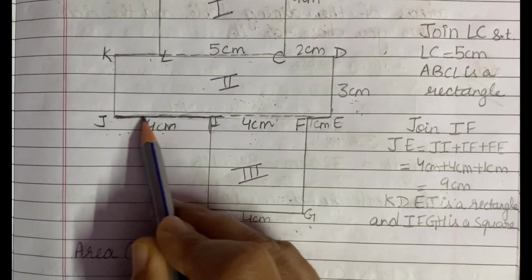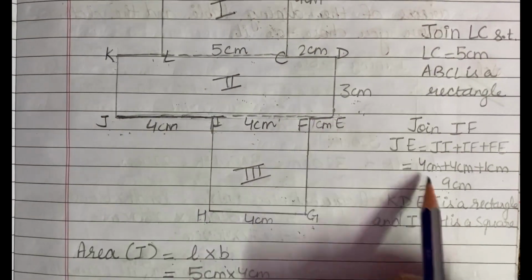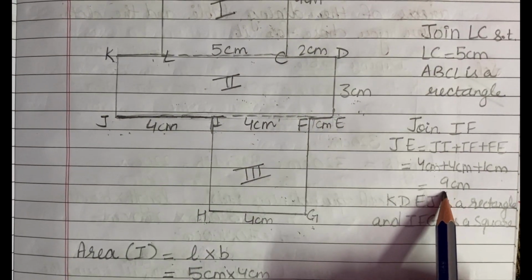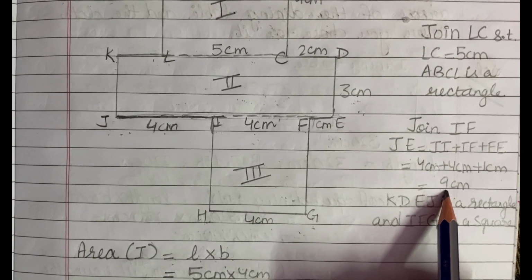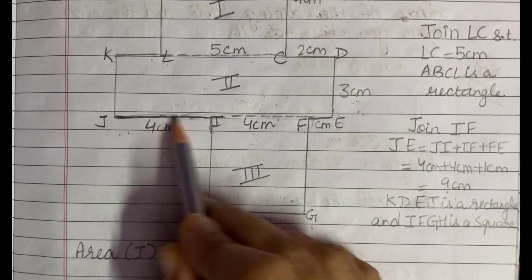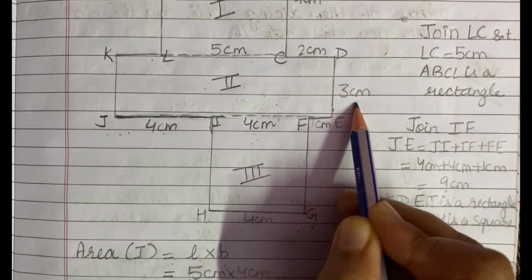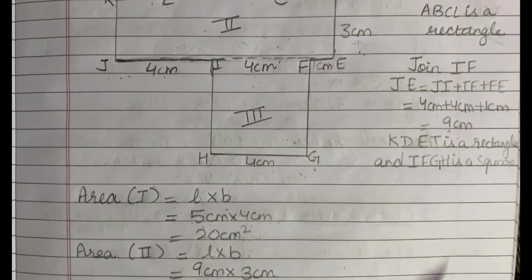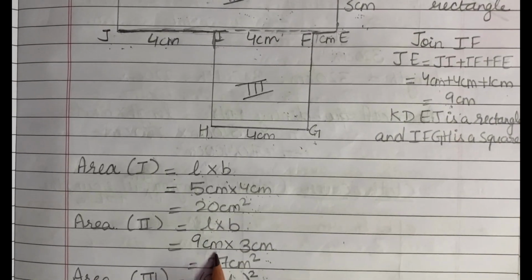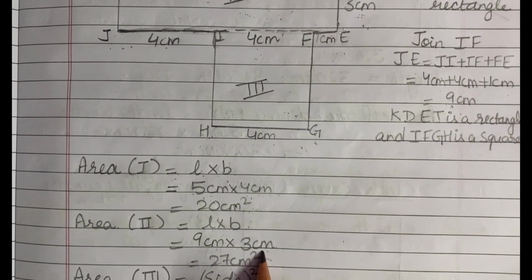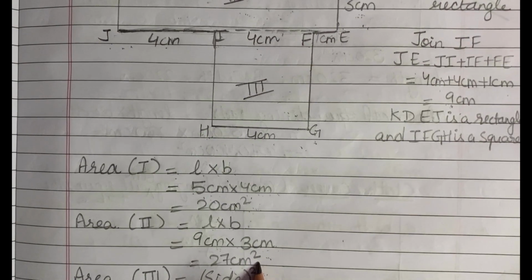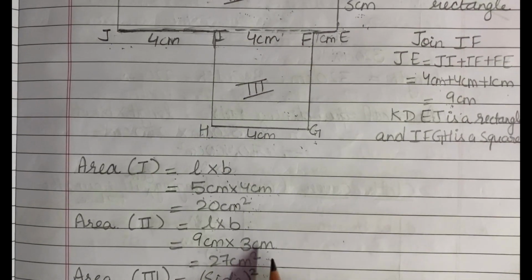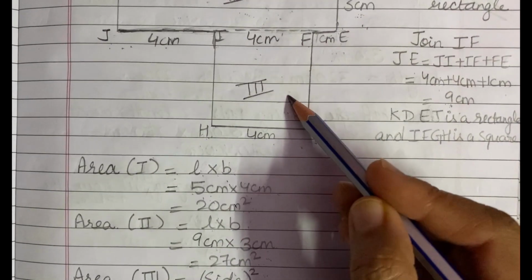Now next we will find the area of the second part, and in second part the L is JE, and the length of JE is already calculated, that is 9 centimeter. So L is 9 centimeter and B is 3 centimeter. So area of second part will be equal to 9 centimeter multiplied by 3 centimeter, that is equal to 27 centimeter square.